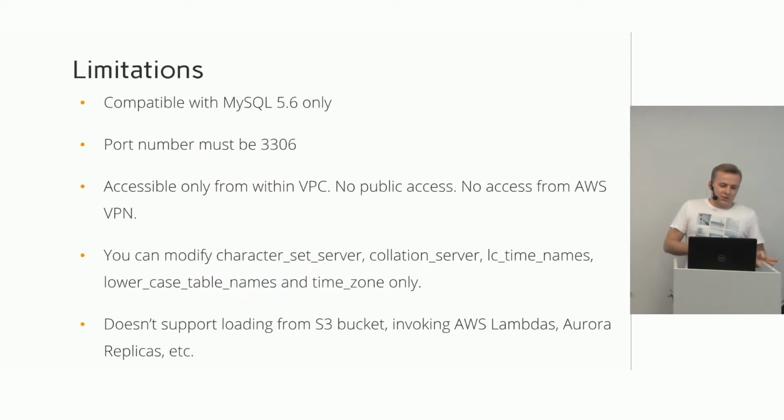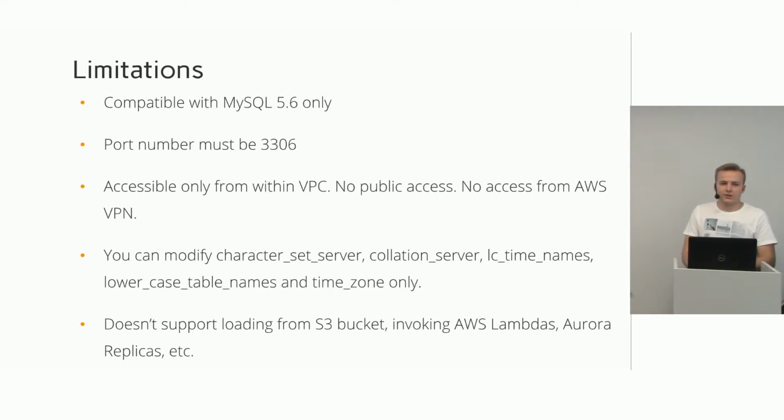As we know, Aurora Serverless is a new service, so it has a lot of limitations. For example, it's compatible with MySQL 5.6 only. You should use only the default port of MySQL. It's accessible only from within the VPC, so you don't have public access. You also cannot access Aurora Serverless from AWS VPN. So you just need to create a Lambda or EC2 service inside the same VPC.